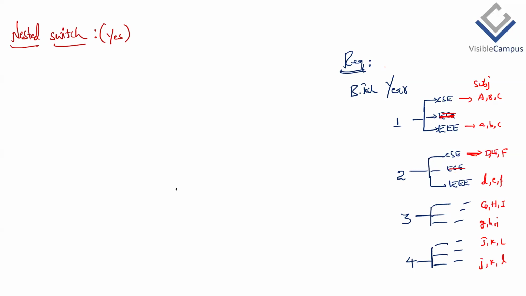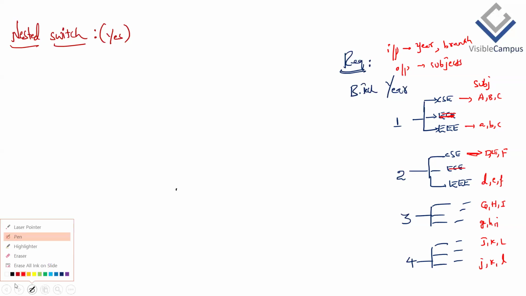Now the requirement is, if the input is year and branch, then the output has to be the subjects. So how do we get this? By using if else, it will be a very lengthy program, but with the help of switch, we can make it easier. So this is where the nested switch scenario comes into the requirements.